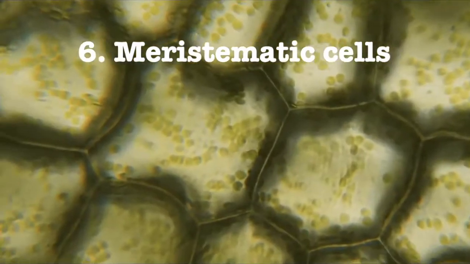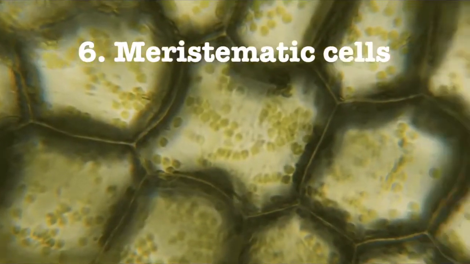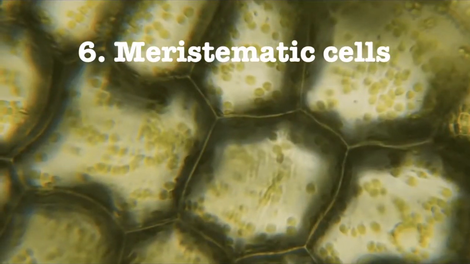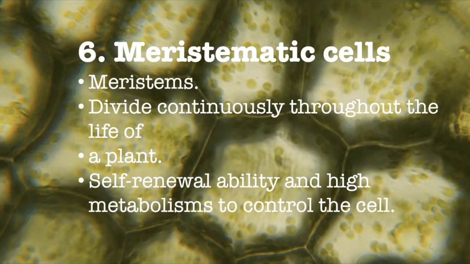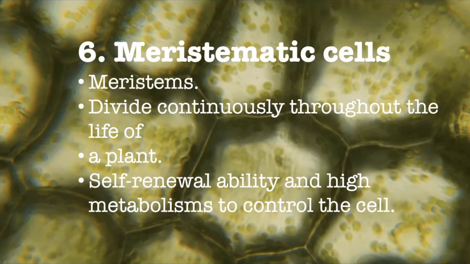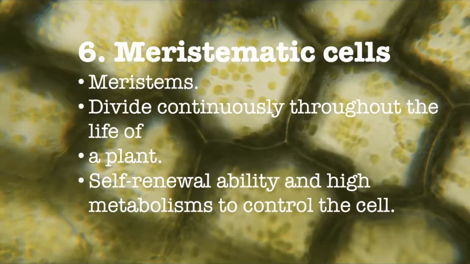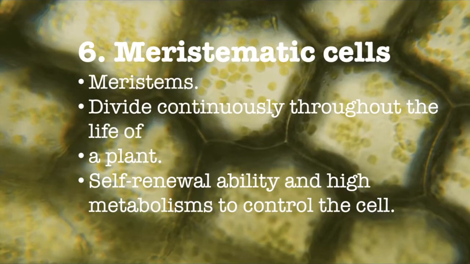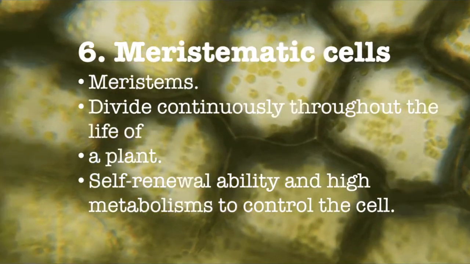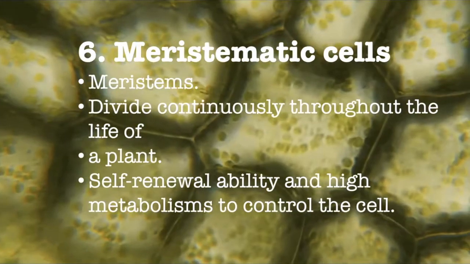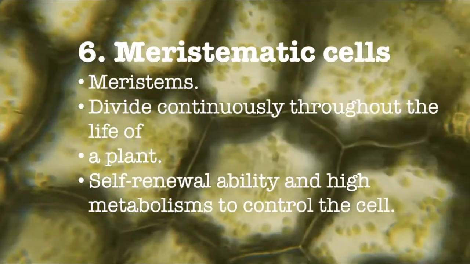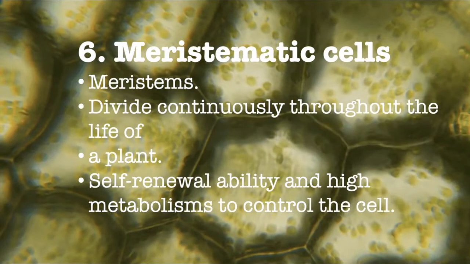The next plant cell is the meristematic cell. They are also known as meristems. These are the cells in a plant that divide continuously throughout the life of a plant. They have a self-renewal ability and high metabolism to control the cell.